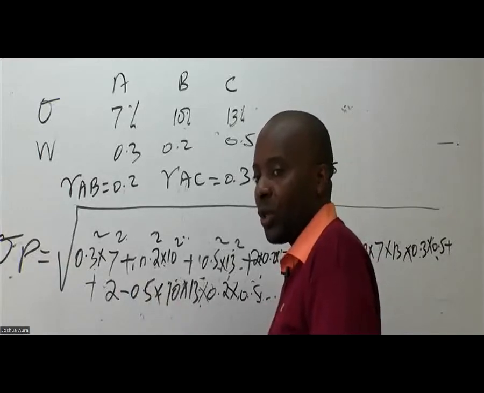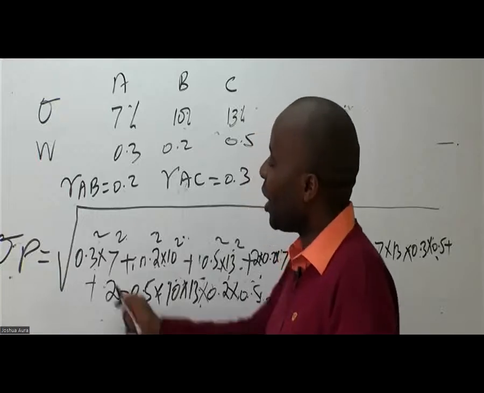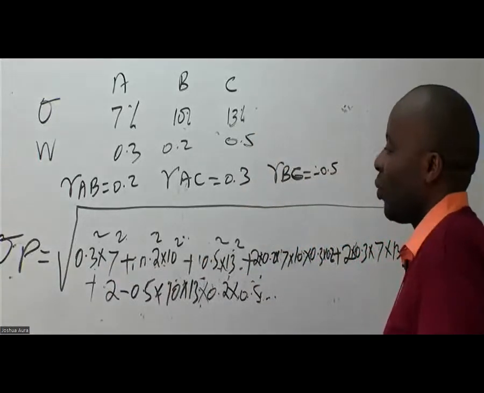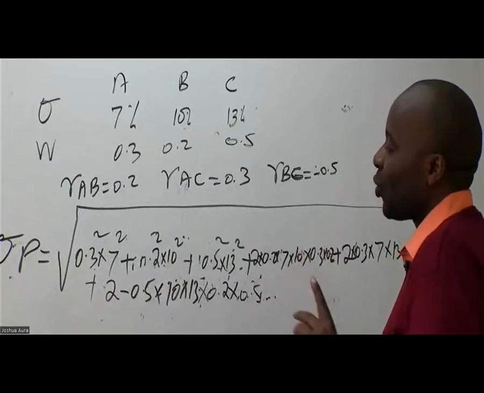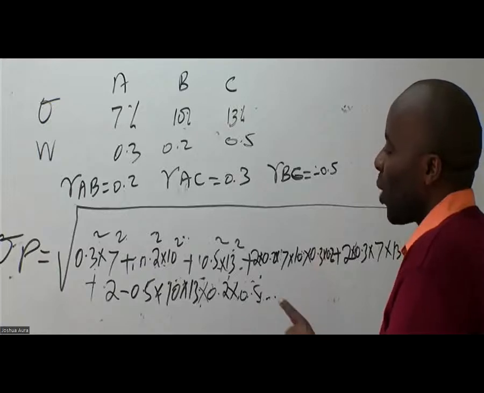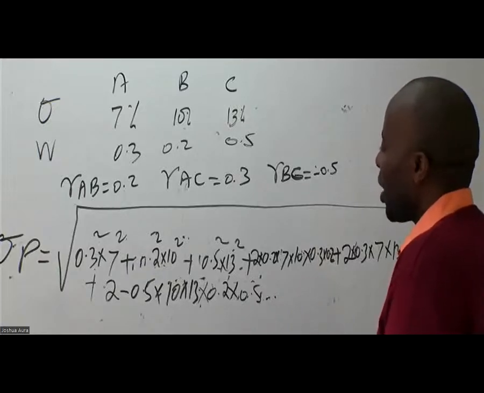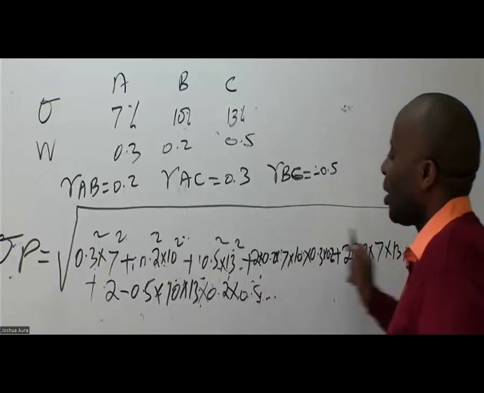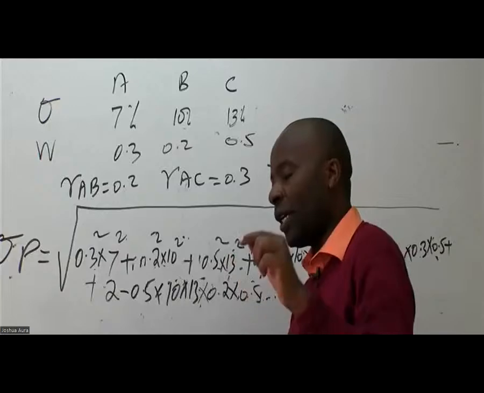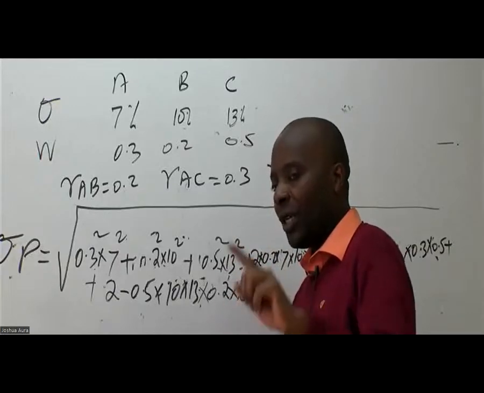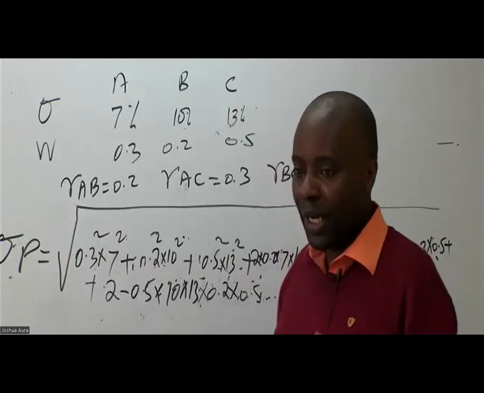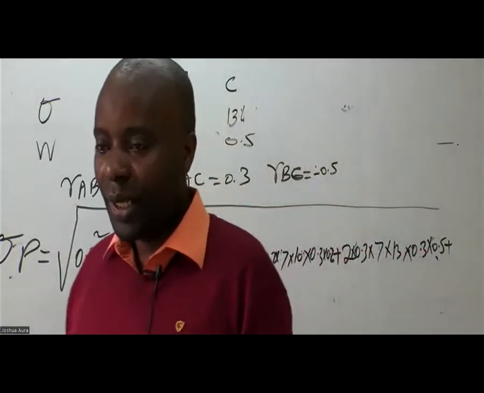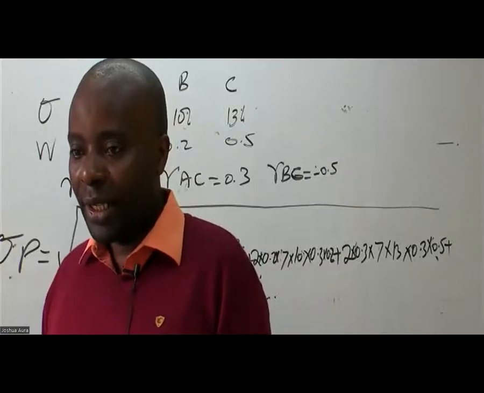I don't even have to remember it. What I need to do is just to get my calculator and press all these at once, without even the square root at first. I can leave the square root out. So I'll press 0.3 squared times 7 squared plus 0.2 squared times 10 squared plus 0.5 squared times 13 squared plus, then I pick all these. Don't forget this negative. Whatever I get will be the variance. So I need to come and get the square root.